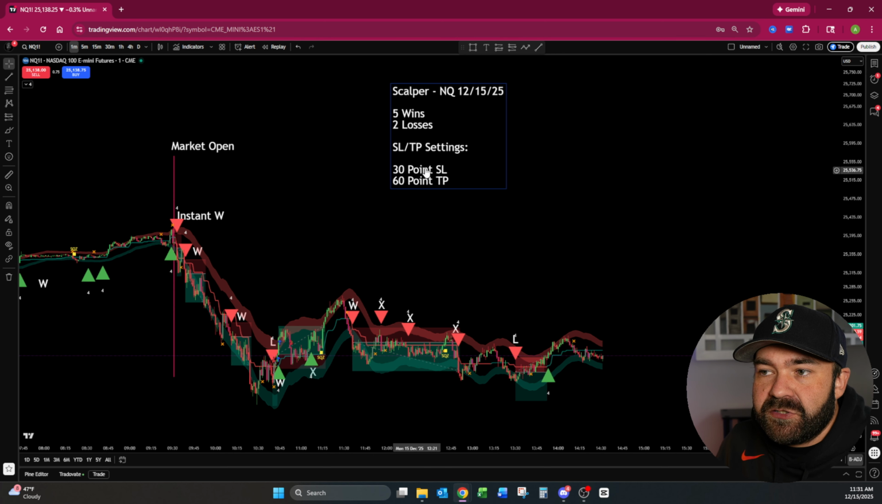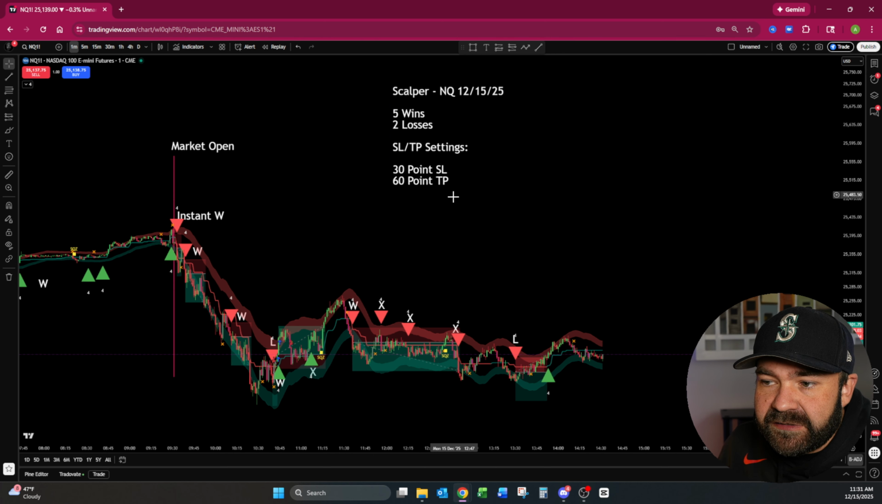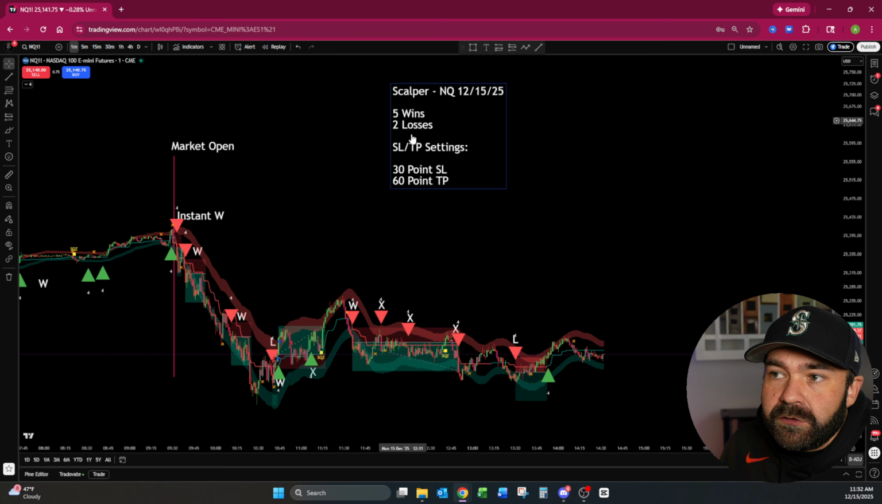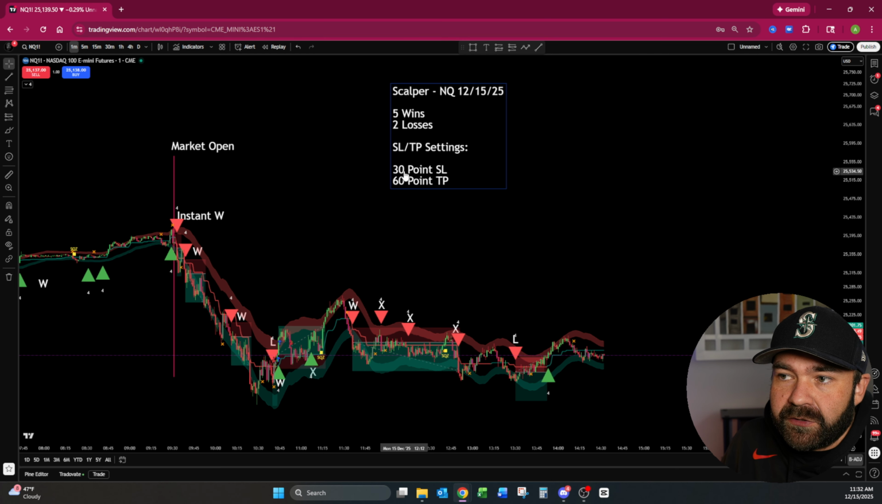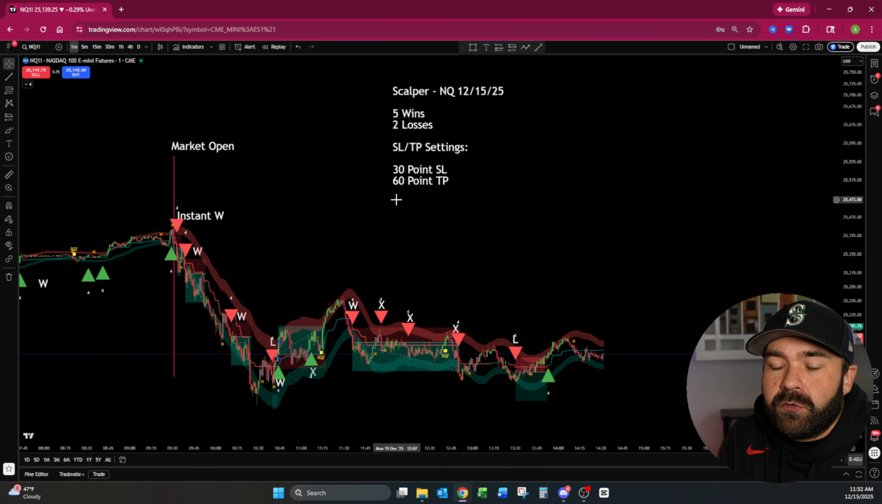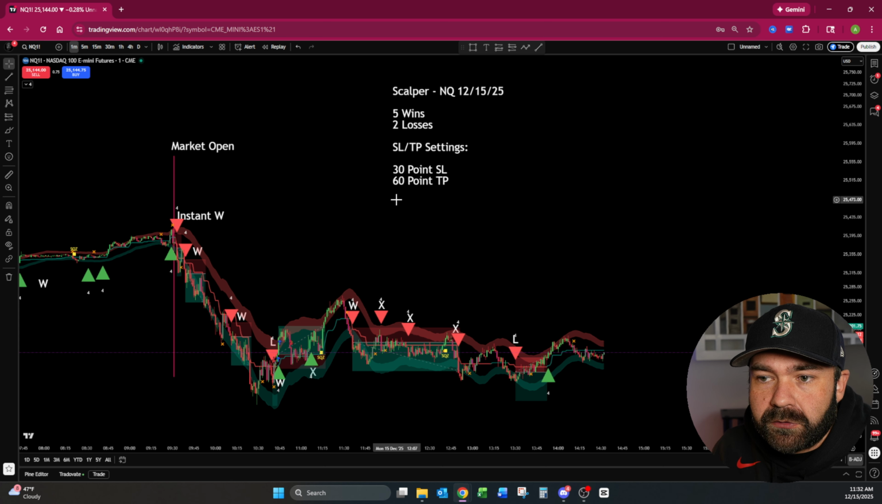Would have went 5 and 2, 30 point stop loss to a 60 point take profit, 1 to 2. You would have essentially lost $60 and made $300 if you were using these as units. So in total, you would be up 240 points in total on your scalps here.